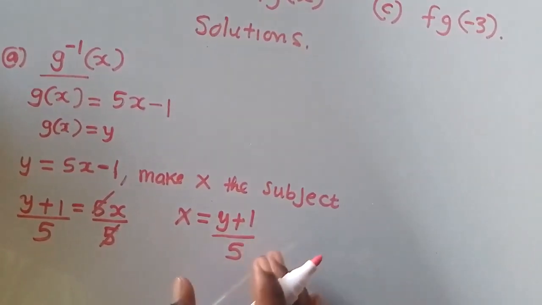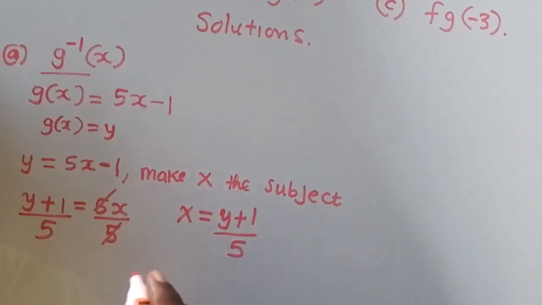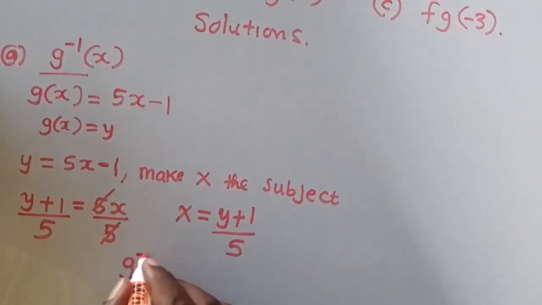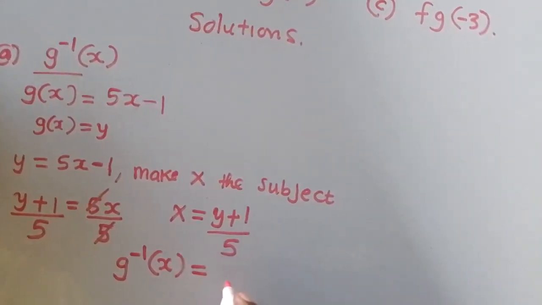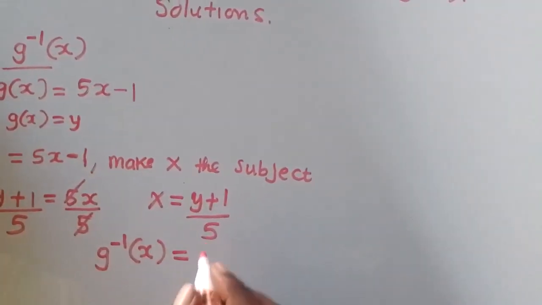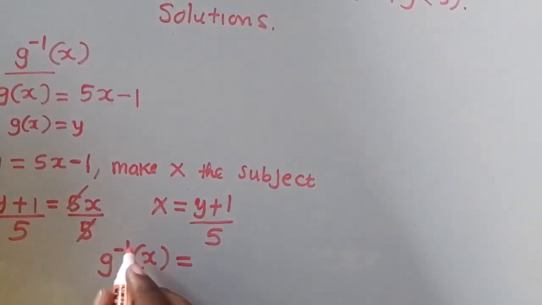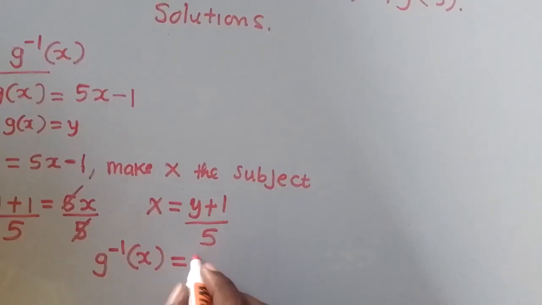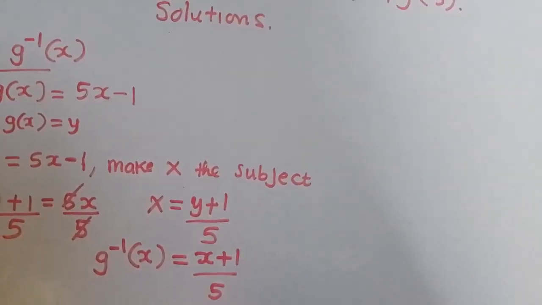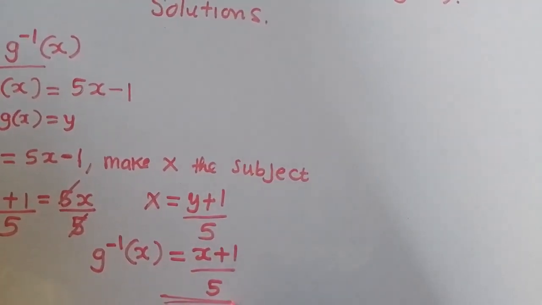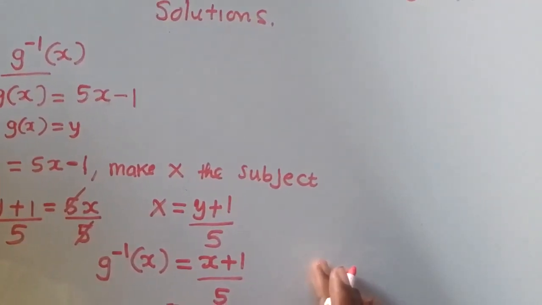The next thing that I will do, I will say g inverse of x, since I was told to find g inverse of x. Where there is y there, I put x plus 1 over 5 like this. So this is my answer. This is how I'm supposed to answer this question, which is part A.